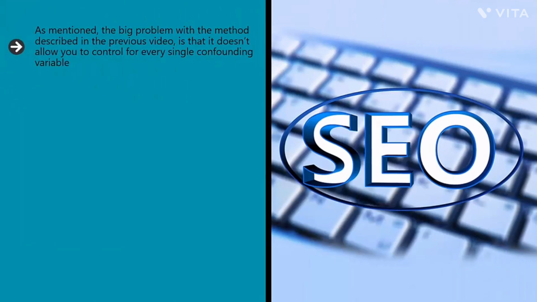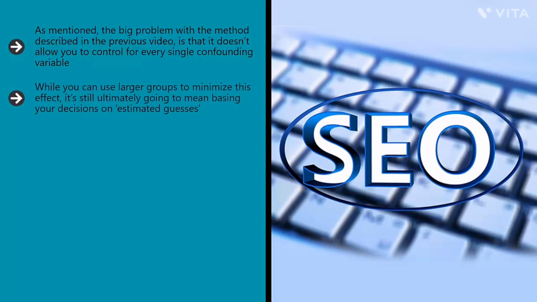As mentioned, the big problem with the method described in the previous video is that it doesn't allow you to control for every single confounding variable. While you might run lots of tests with very similar pages, they are still different pages, and they might still succeed or fail based on other factors. While you can use larger groups to minimize this effect, it's still ultimately going to mean basing your decisions on estimated guesses. And there are limits to just how many pages you can use in a split A/B test.